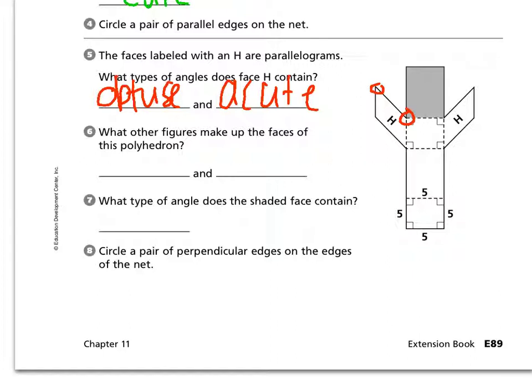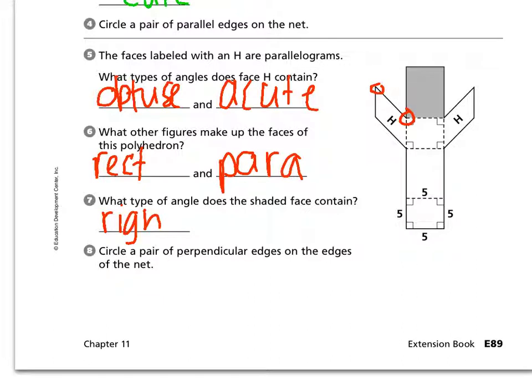What other figures make up the faces of this polyhedron? You have rectangles, as well as parallelograms. Number 7, what type of angle does the shaded face contain? You can see that the shaded face is going to have right angles.